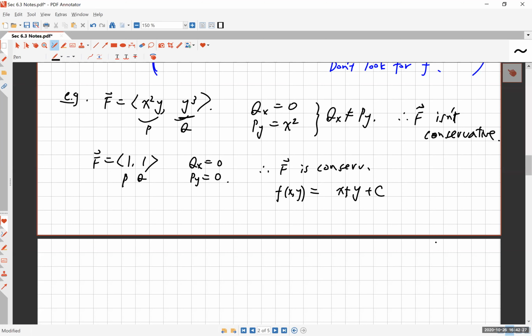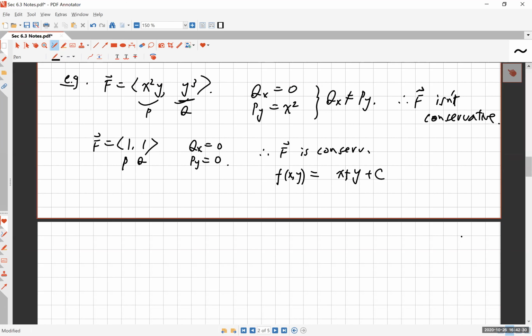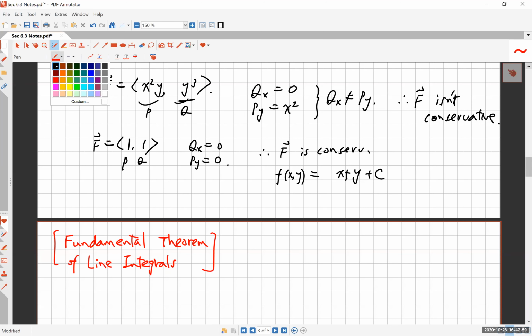So here's the fundamental theorem of line integrals. I guess I should use a different color for this. Let me tell you how this idea of potential function and conservative vector fields will help you find that line integral that we were talking about. And this is the fundamental theorem of line integrals. This is the central result in this section 6.3.